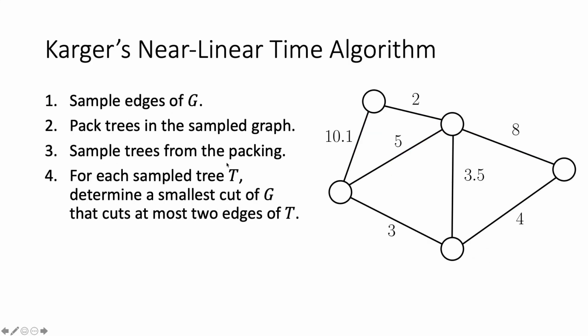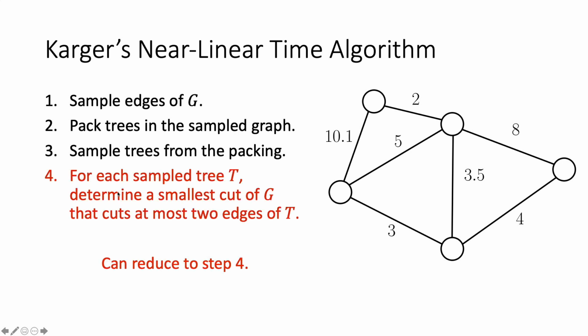Okay, so what does this mean? Well, this means that I can sample trees from the packing, and with constant probability, these trees are such that a smallest cut of G that cuts at most 2 edges of T is in fact a minimum cut of G.